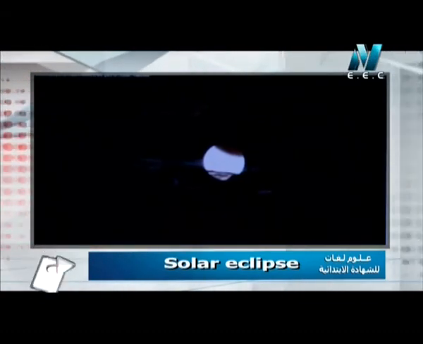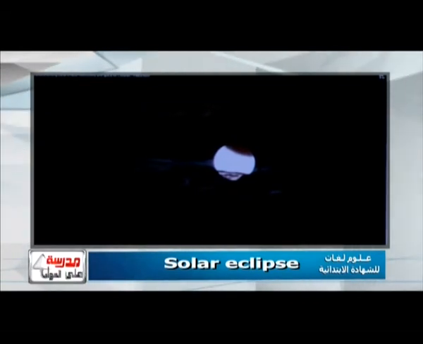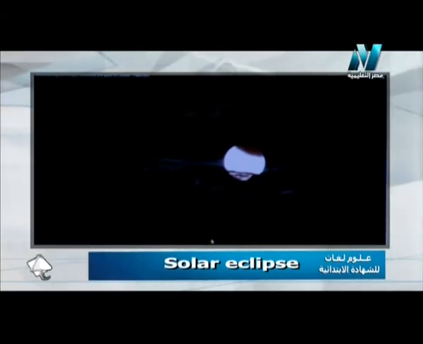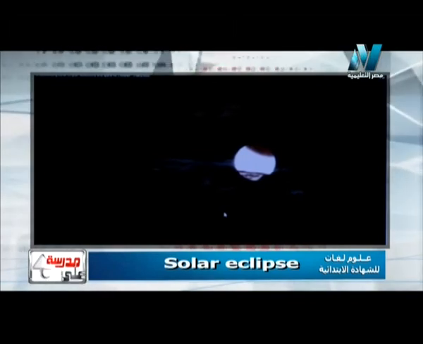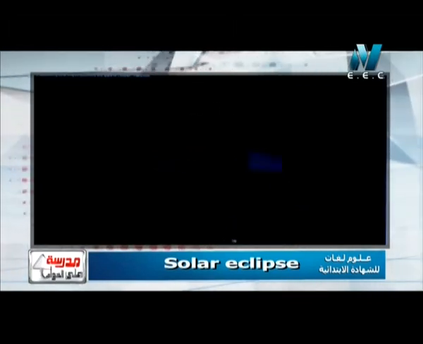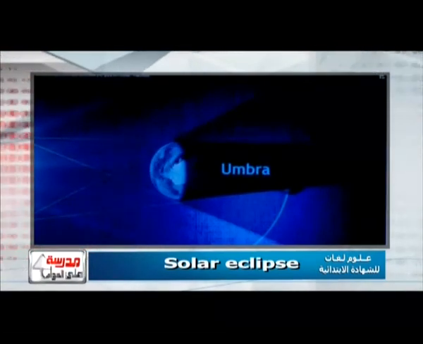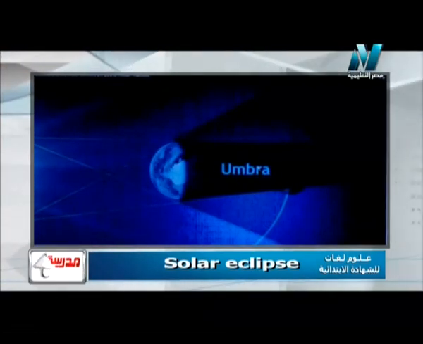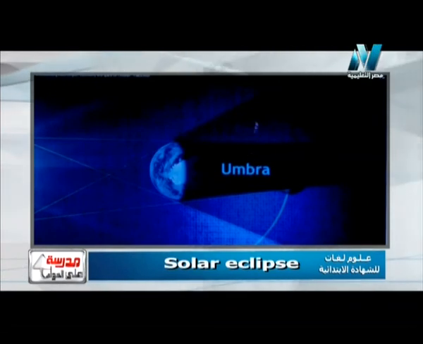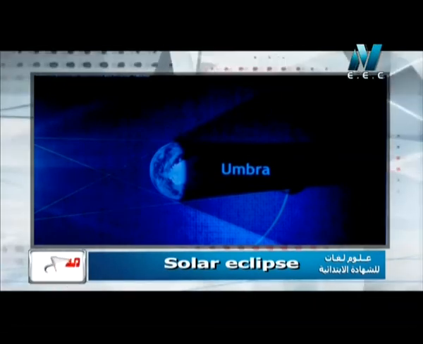Okay, here I can see also a partial solar eclipse, because I can see a part of the sun, or because the moon covers only a part of the sun. So here are the areas which I explained before: the umbra area, which is the total dark area, and the penumbra area, which is a faint outer shadow.